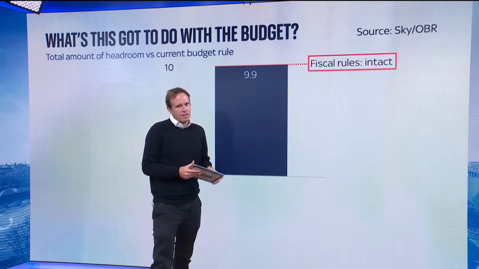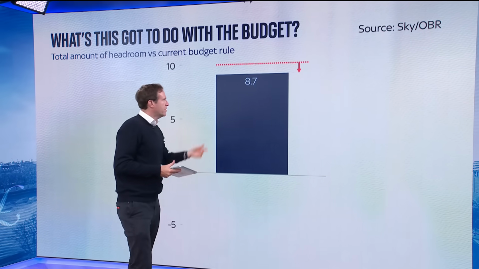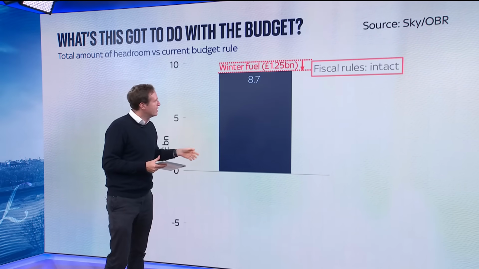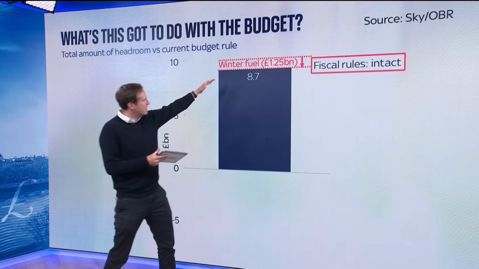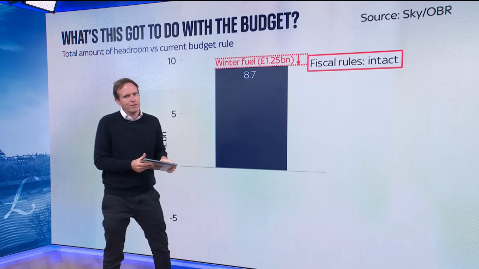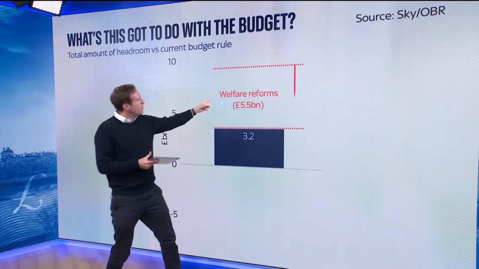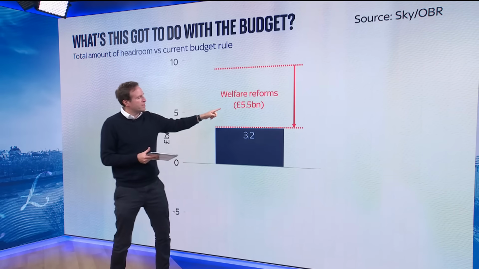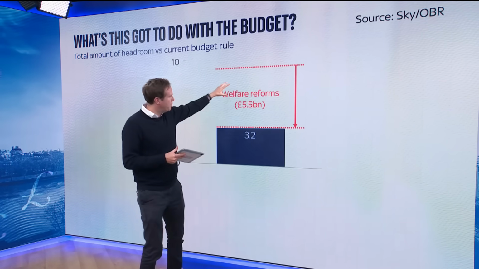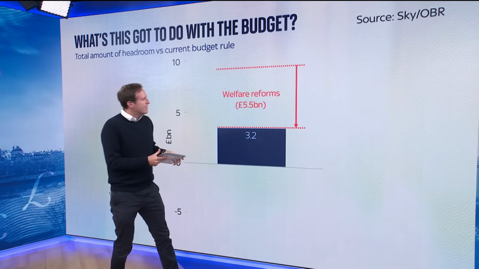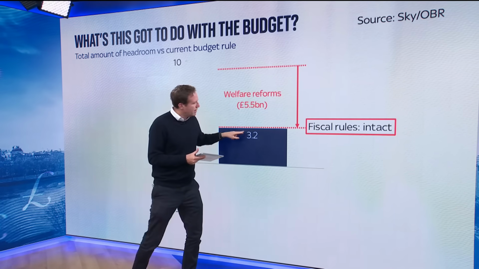Since then, as you know, we've had all of these U-turns. So you had the U-turn on winter fuel allowance. That's going to cost a bit of money. The rules are still intact, but it grinds it down because you're having to spend more money on that. You've got the fact that they couldn't get through the welfare reforms they wanted to, so they're having to spend an extra £5.5 billion on that. Still, the rules are intact at that point.